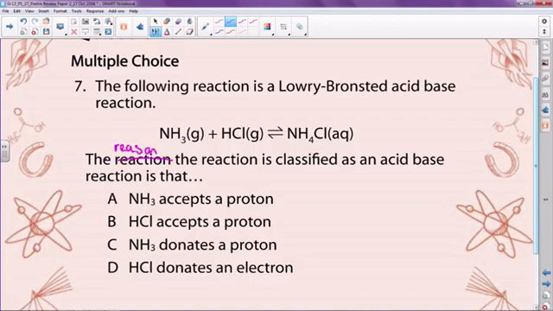All right, now, it's an acid-base reaction. So ammonia is a base. Hydrochloric acid is an acid. So the hydrochloric acid is going to give its hydrogen to the ammonia. Okay, so now we look at the options. NH3 accepts a proton. Absolutely. HCl, no, it gives it away. NH3 donates, no, it accepts. HCl donates an electron, nonsense. Donates a proton. So that means my option is A.